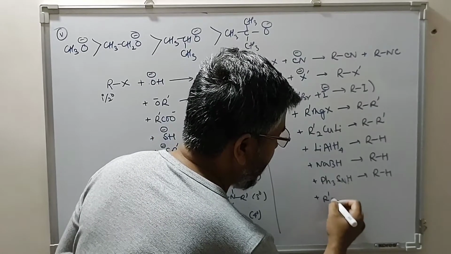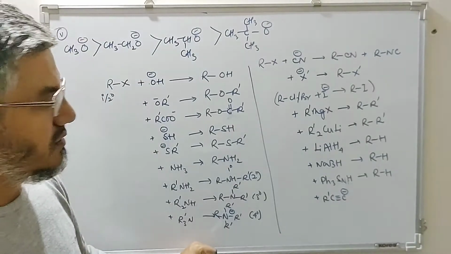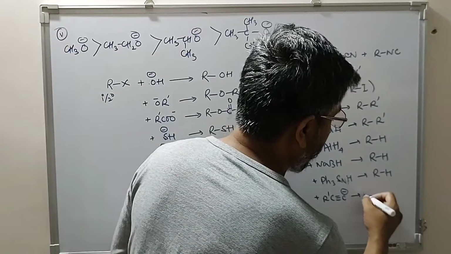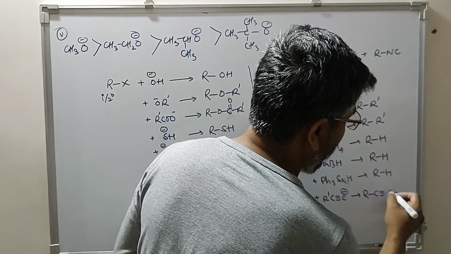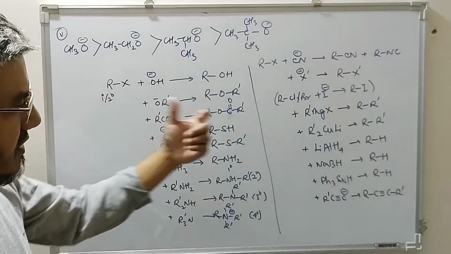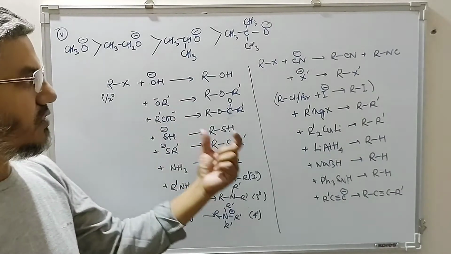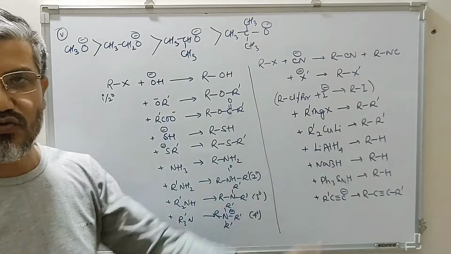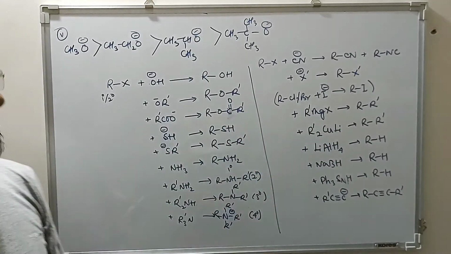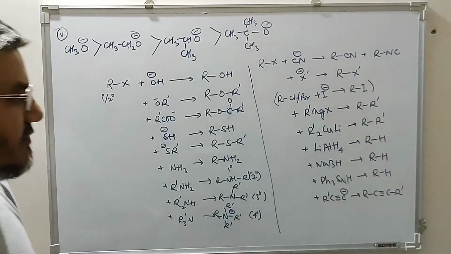These react, look at this, R prime C triple bond C minus, when this gives you RC triple bond C R prime. So these are some of the reactions in which we can have a stronger nucleophile replacing a weak nucleophile. There will be many more reactions. I am just giving you some examples which are often observed.